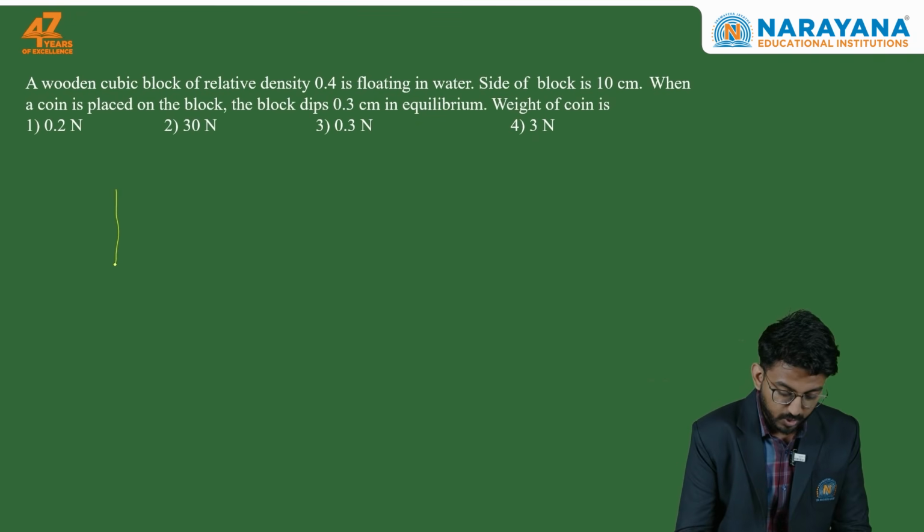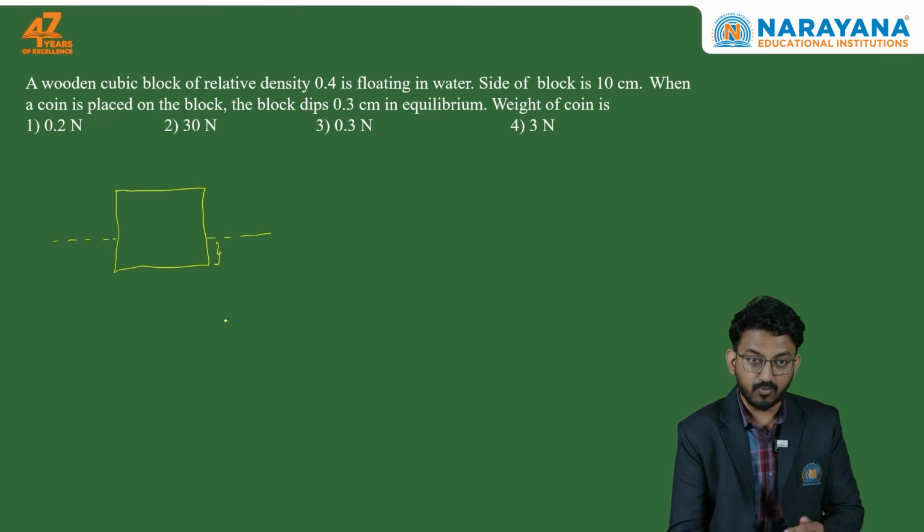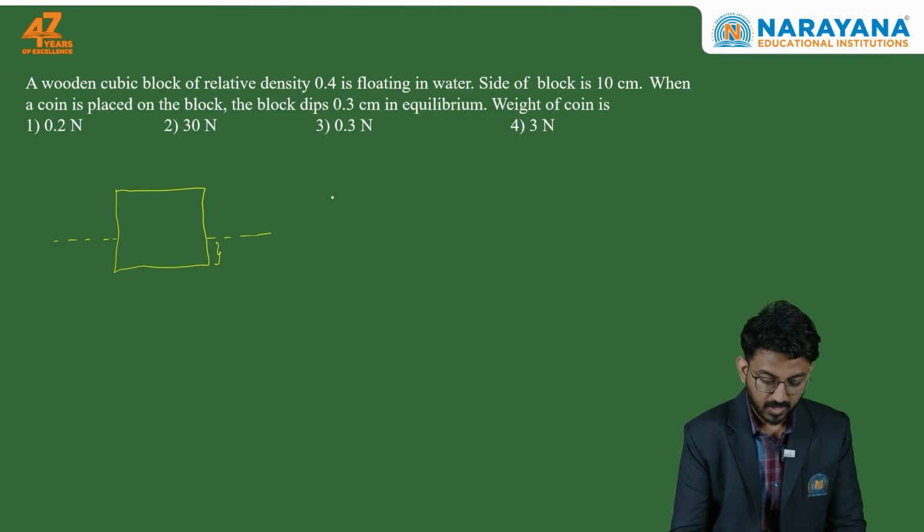Next question we have: a wooden block already floating in water with some length already inside. Then we put a coin over it, because of which the block goes down further by 0.3 centimeter.